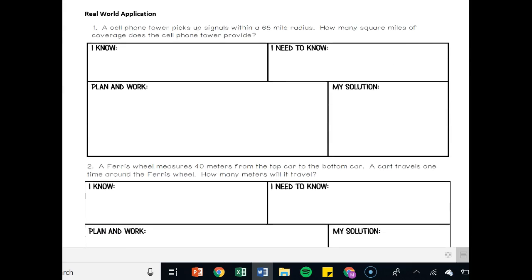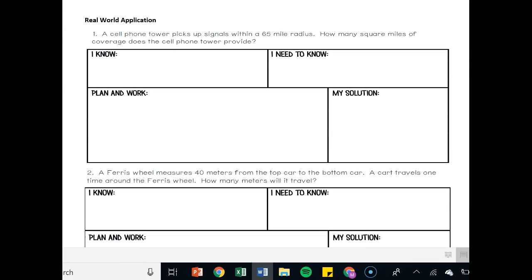All right, on the back side, we're going to do real-world application. I'm going to do one of these problems with you, and then I'm going to ask you to really struggle through a couple of problems on your own. All right, so drawing pictures is going to be key.